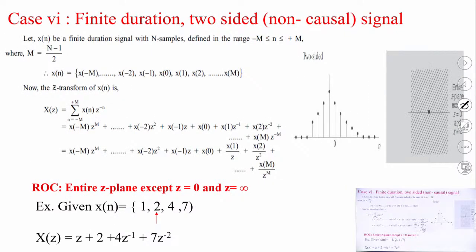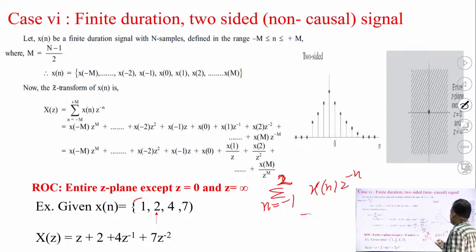And the last one is a finite duration two-sided signal. In that case, you have n values between negative and positive, and when you solve it, you put the limit from n equals, for this particular question, minus 1 to 2. So it means there are 4 terms. First, x(n) z to the power minus n. If you solve it, the first value is x(-1) z to the power 1 plus x(0) plus x(1) z to the power minus 1 plus x(2) z to the power minus 2. So this you will get.